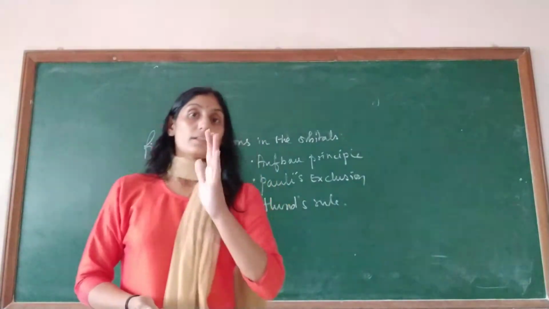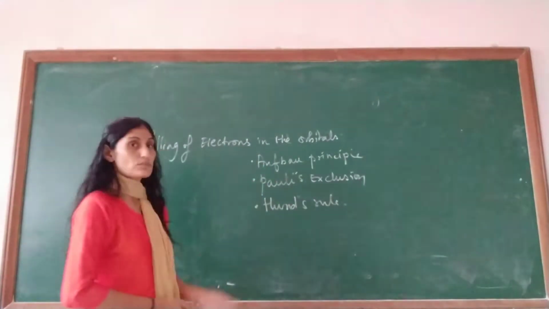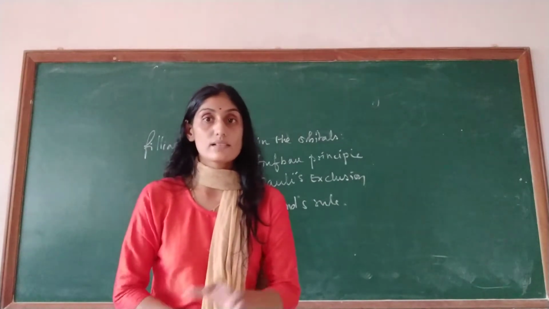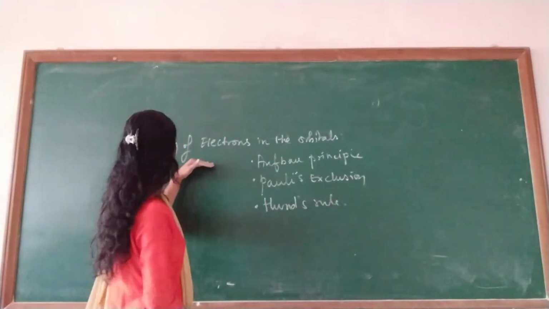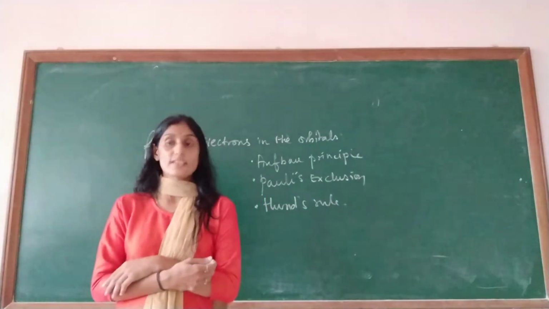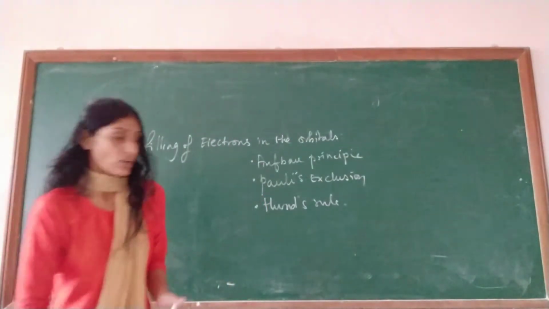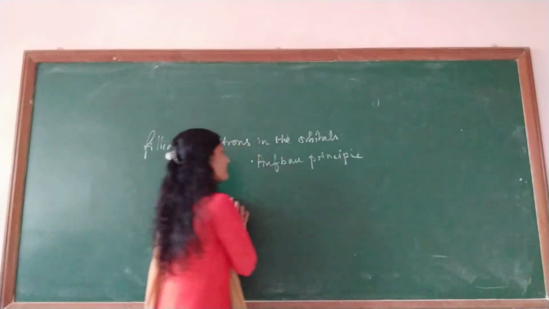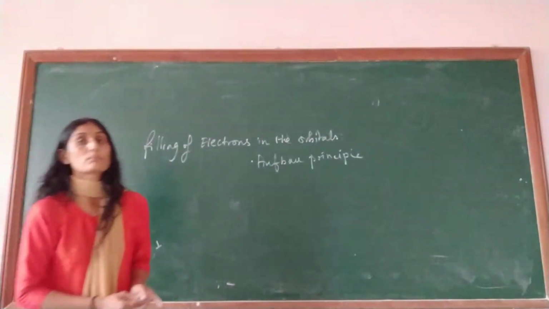So children, in the last particular we have learned the shapes of the orbital. Today we are just going to start with the filling of electrons, the Aufbau principle. Here we will talk about the number of periods. सबसे पहले हम Aufbau principle के बारे में बात करते हैं.